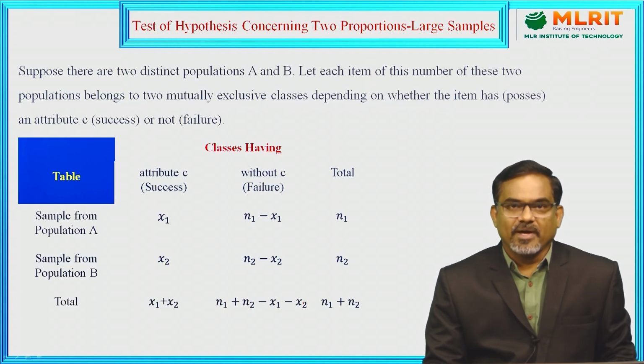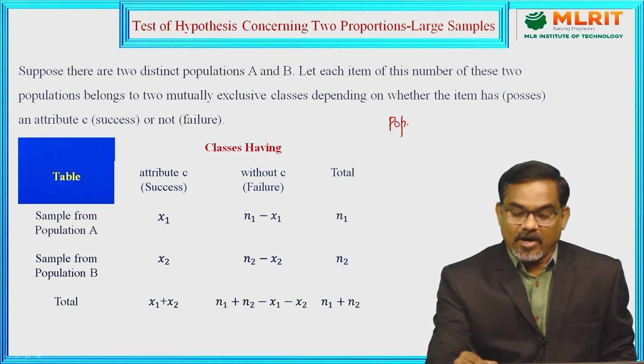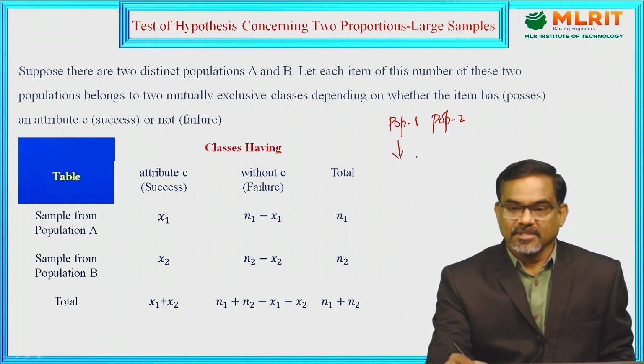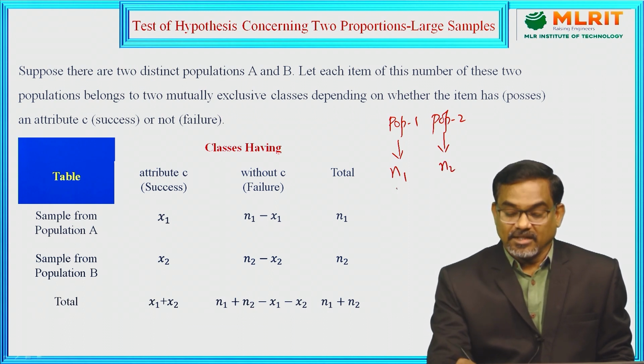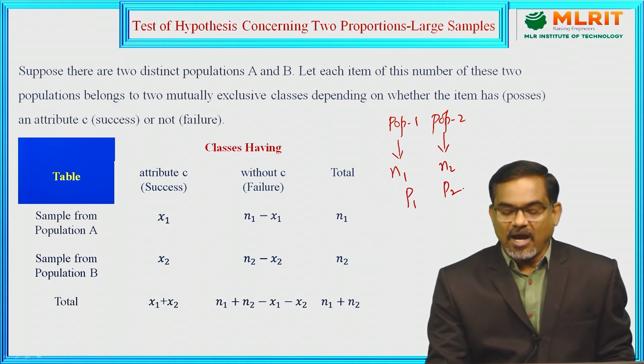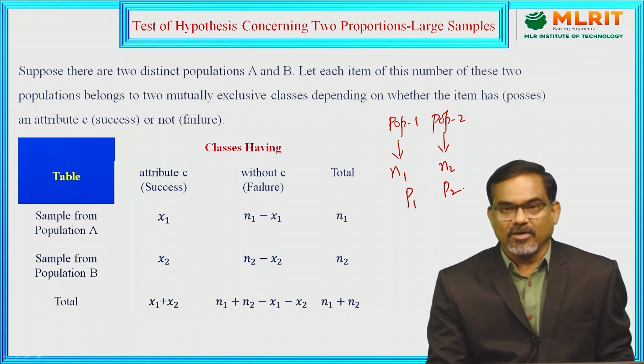Now, the test of hypothesis concerning two proportions for large samples. That means there are two populations, population 1 and population 2. From each population, we draw samples, for example, of size n1 and n2 from population 2. Then we calculate the proportions capital P1, capital P2 for population 2, and we test whether these two population proportions are the same or not.